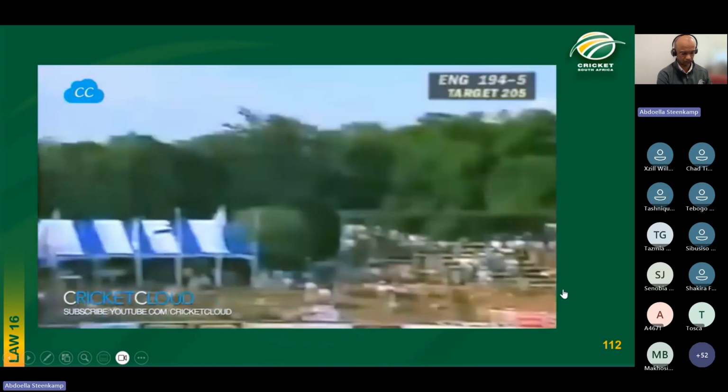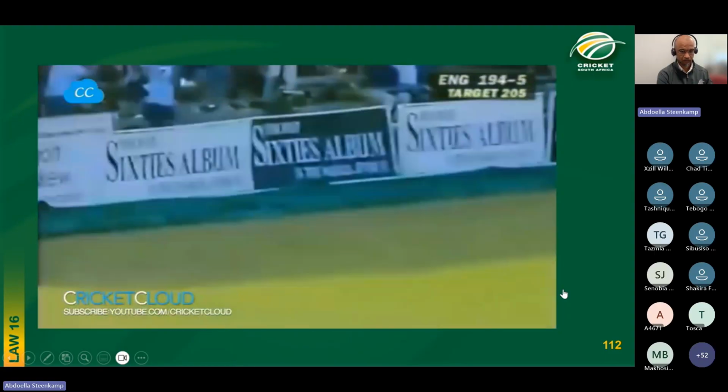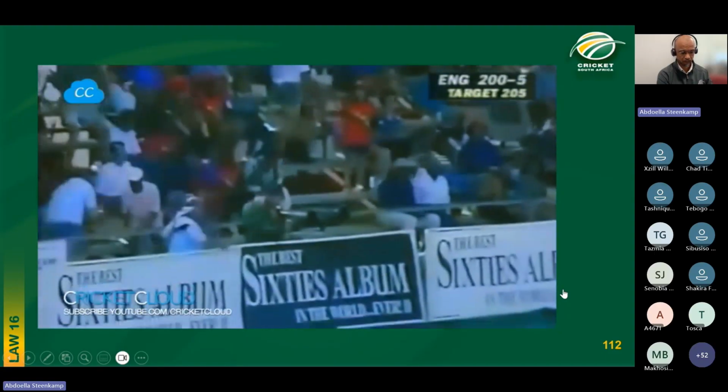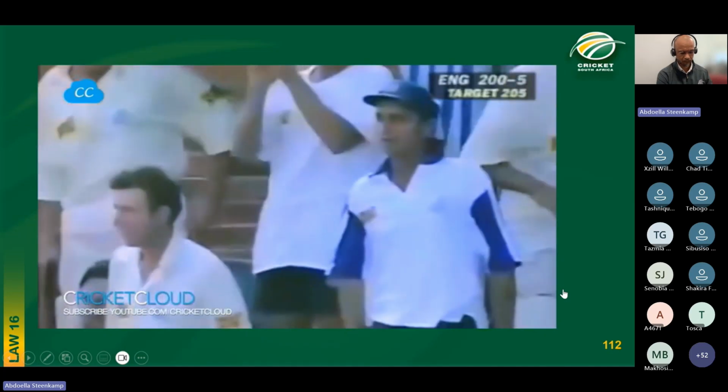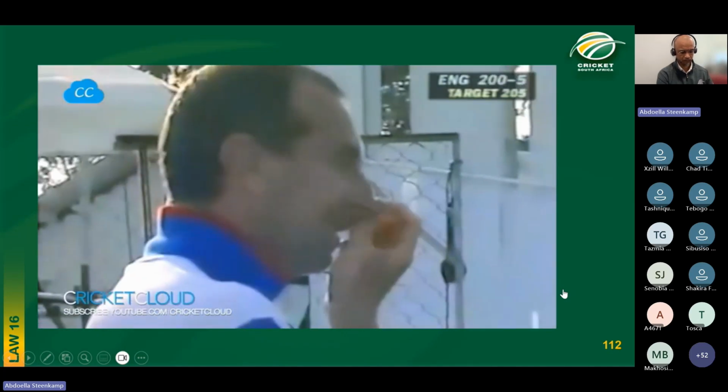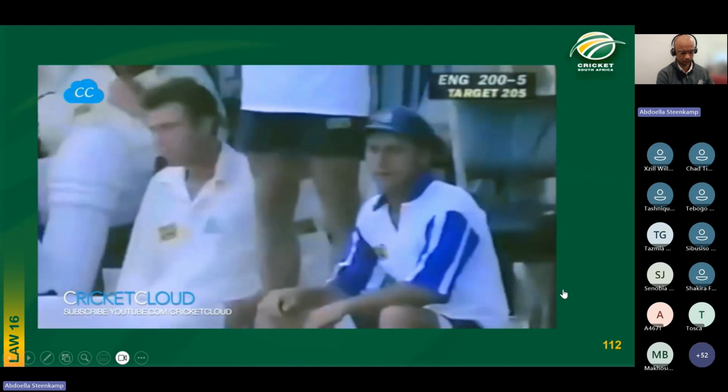That's what Knight's looking for. He's chipped it over his head for 6. Unbelievable. Nick Knight's got Streak away over mid-wicket for 6 runs. Now England are back in it. England now need 5 runs to win off 3 balls. The England supporters are going crazy.